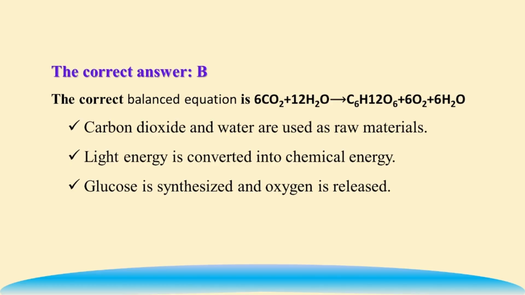The correct answer is B. During photosynthesis, carbon dioxide and water are used as raw materials. Light energy is converted into chemical energy stored in glucose, while oxygen is released into the atmosphere.